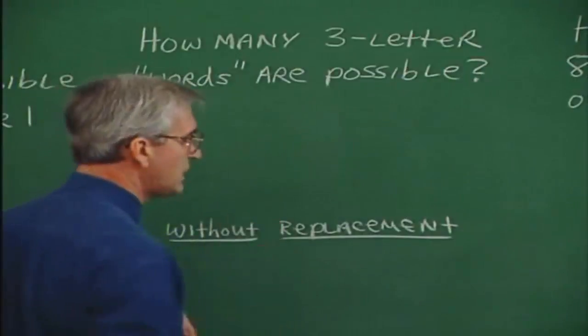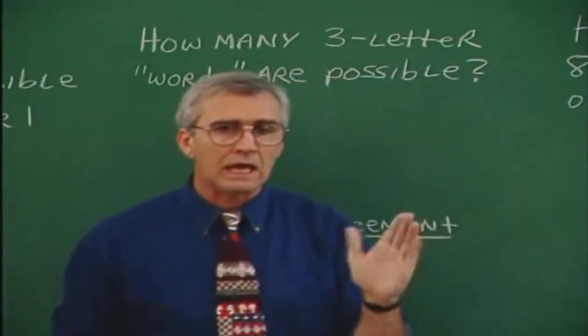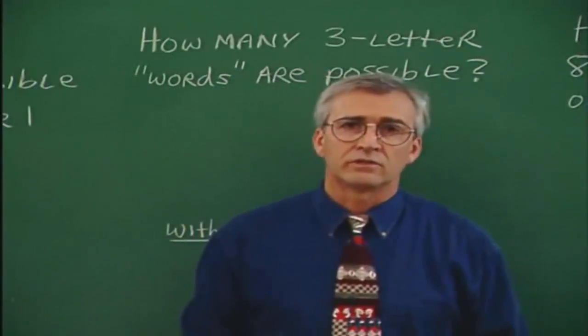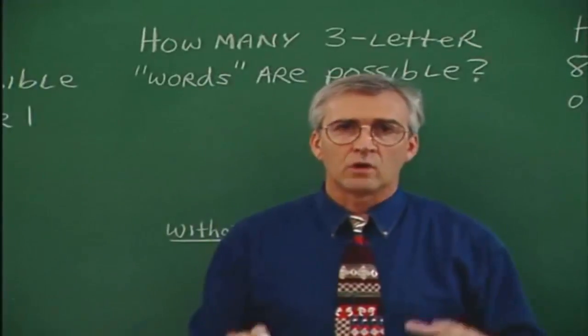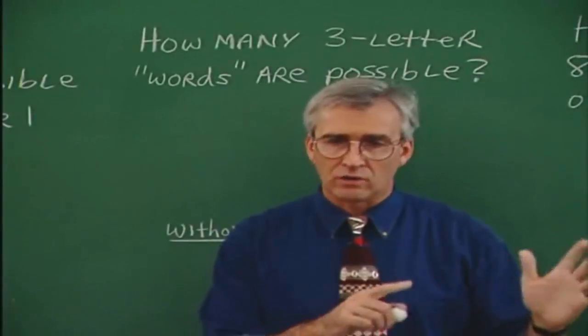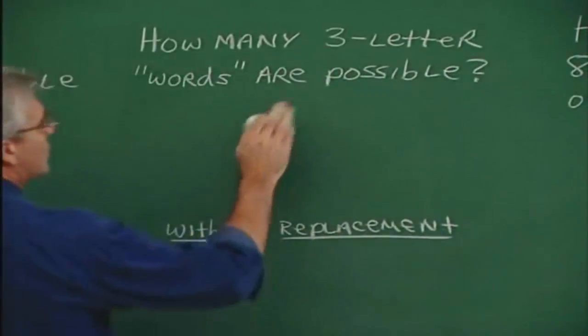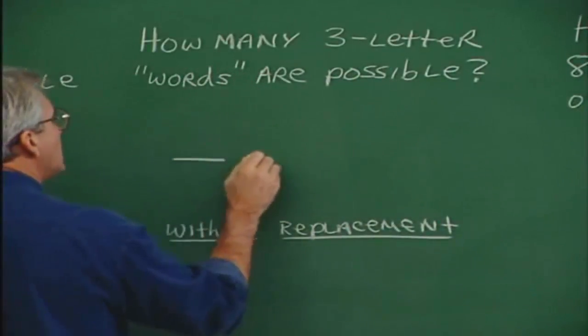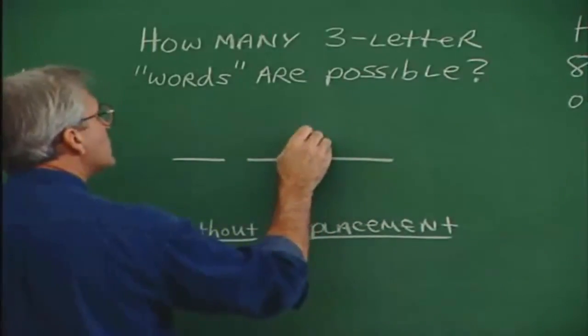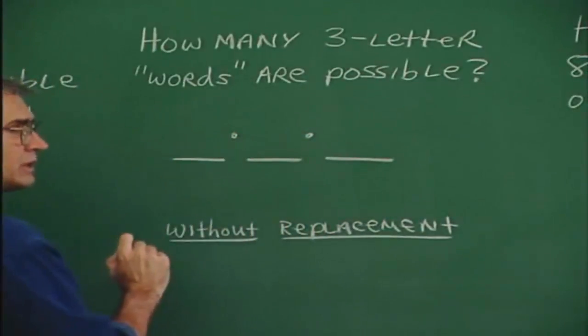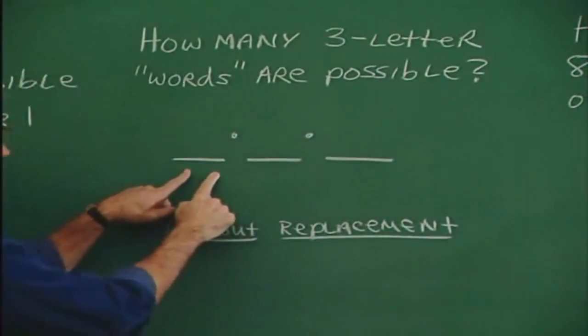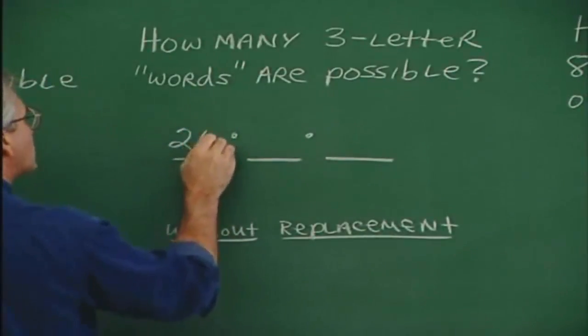I'm putting words in quotations because I'm assuming that AAA is a word, you see. So even though we don't have vowels, or do have all vowels, they're all words, okay? So 3-letter words. Well, let's see. 1, 2, 3 letters. What are our possibilities for the first letter? We can choose from any of the 26 letters of the alphabet, so we would have 26.